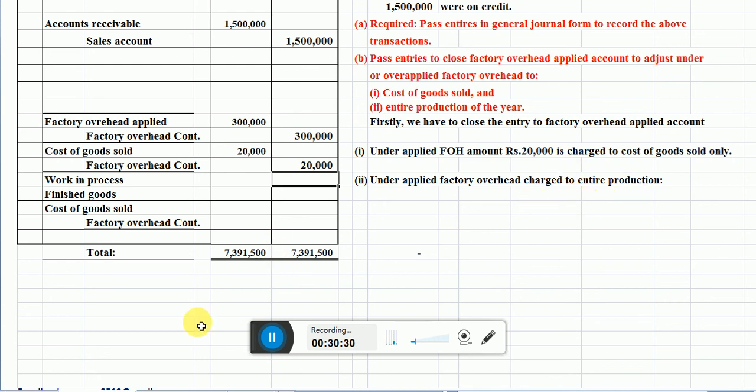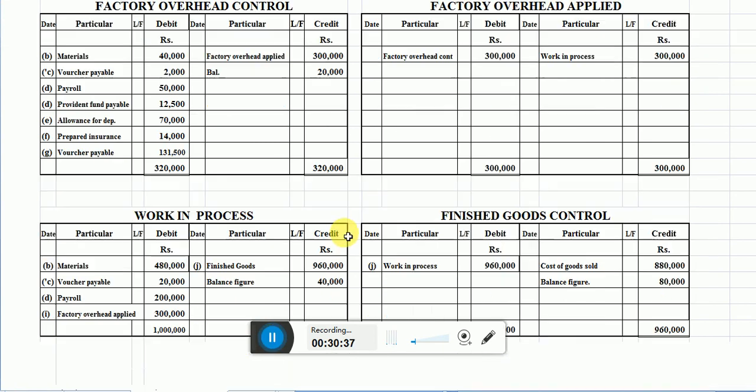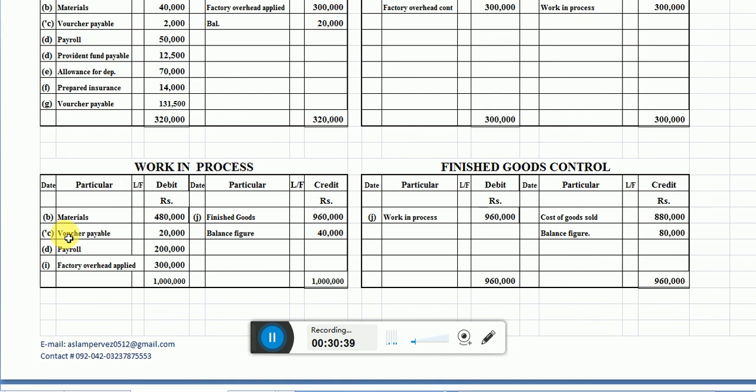Now we move again to the other account. Students, this is the work in process: material used 80,000 rupees, voucher payable 20,000 rupees, payroll 4 lakh rupees, factory overhead applied 3 lakh rupees here. Now against the production completed, 9,60,000 rupees, the balance figure is 40,000 rupees. This is the balance figure against the work in process ending inventory.